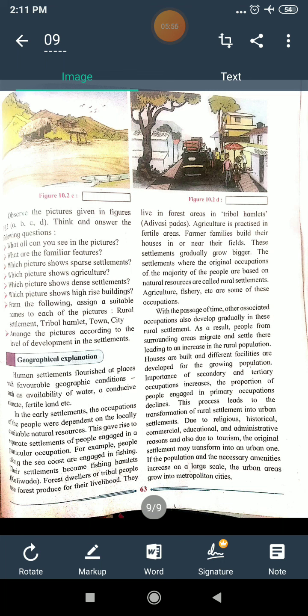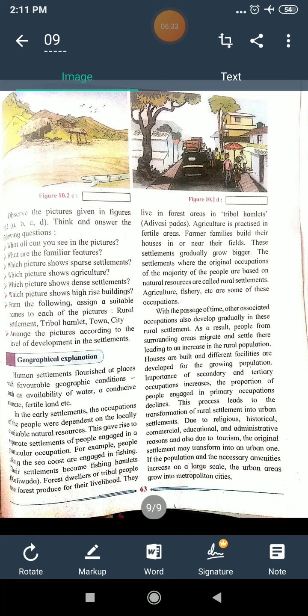They started building their houses or small huts nearby the fields. And this way, slowly, the settlements went on increasing; gradually these settlements became bigger. And that's why the settlements where the original occupations of the majority of the people are based are called rural settlements. So whenever settlements grow on the basis of the availability of natural resources, there came into existence the rural settlements.